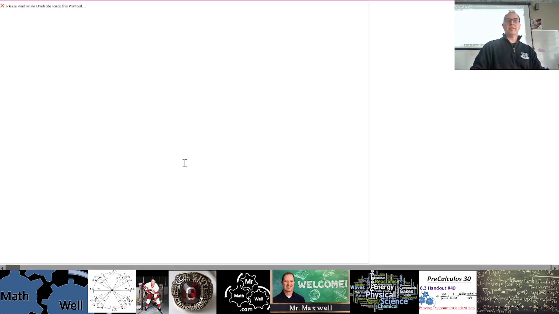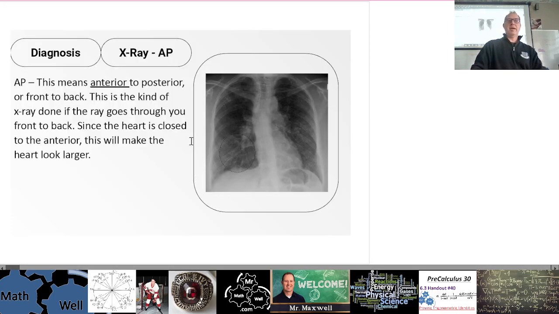Okay, what are the types of X-rays? AP. Okay, so an AP X-ray, this means anterior to posterior, or front to back.